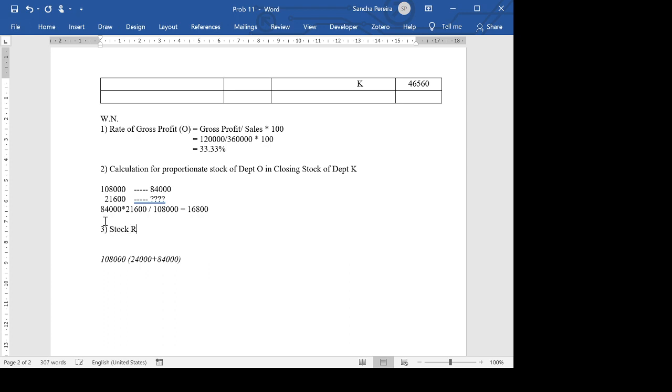The next thing, the final thing, is the stock reserve, which is equal to 16,800 into 33.33%. Give me a minute. You'll get 5,599, which we round up to 5,600. So this is our stock reserve.